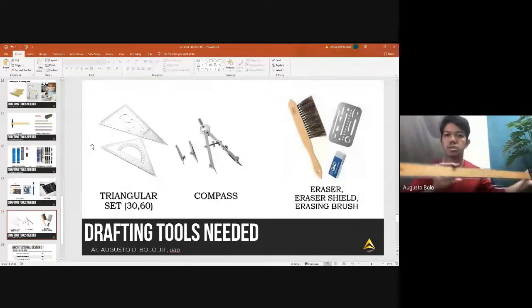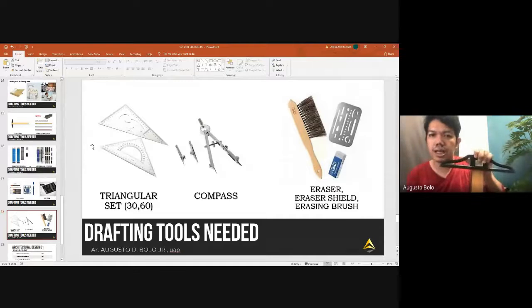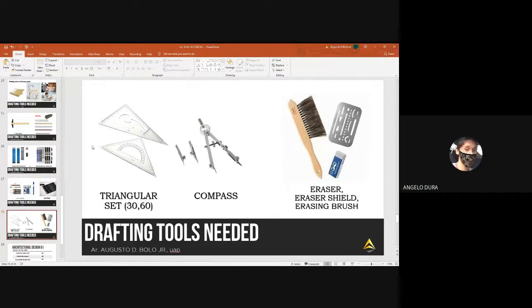Do you have questions? Yes, Angelo. Angelo Dura: Sir, may inch po ba yung Psquare? May inch po, yung may inch. 36. Kadalasan po, centimeter lang meron. Tama yung inches. Inches?